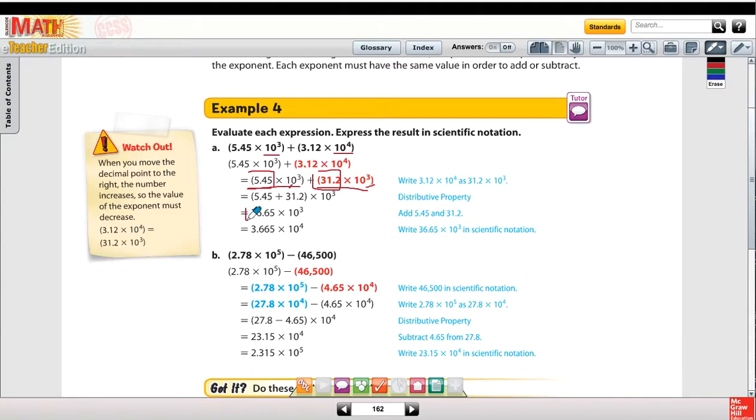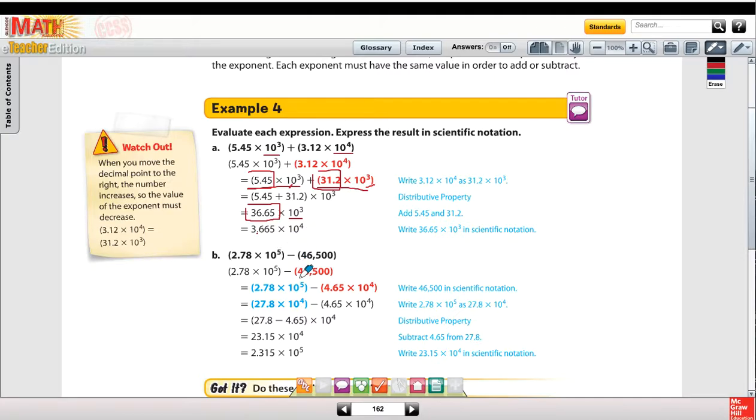to get 36.65, and then we had the 10 to the 3rd because it was the same for both, and then we can rename that to match our rule of having a number greater than or equal to 1 but less than 10. 3.665 times 10 to the fourth.